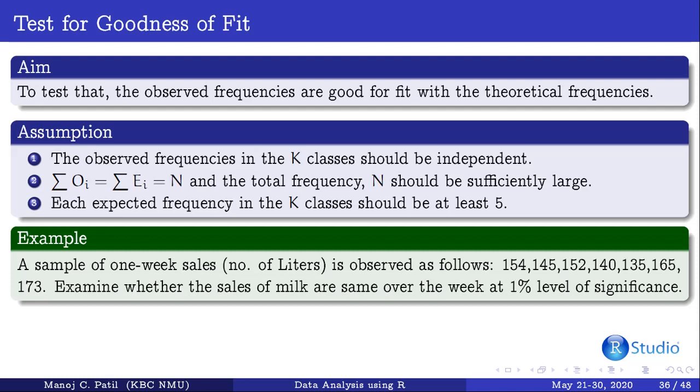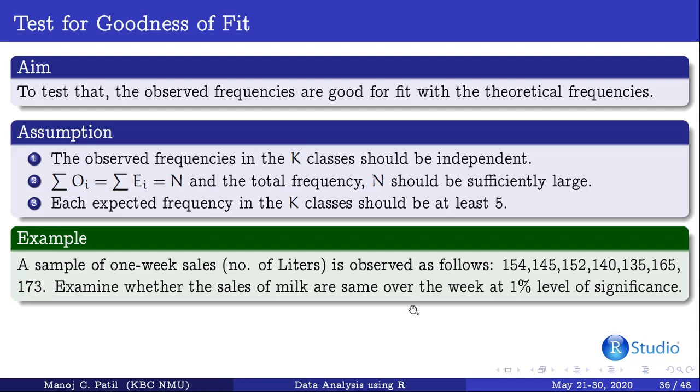Moving forward, a sample of one week's sales is observed as follows: 154, 145, number of liters. Maybe milk or something. Examine whether the sales of milk are the same over the week at 1% level of significance. Here the theoretical frequencies are, they are offering the same all over the week. So for the 7 days they have 1 by 7 probability, equal probability for all days.